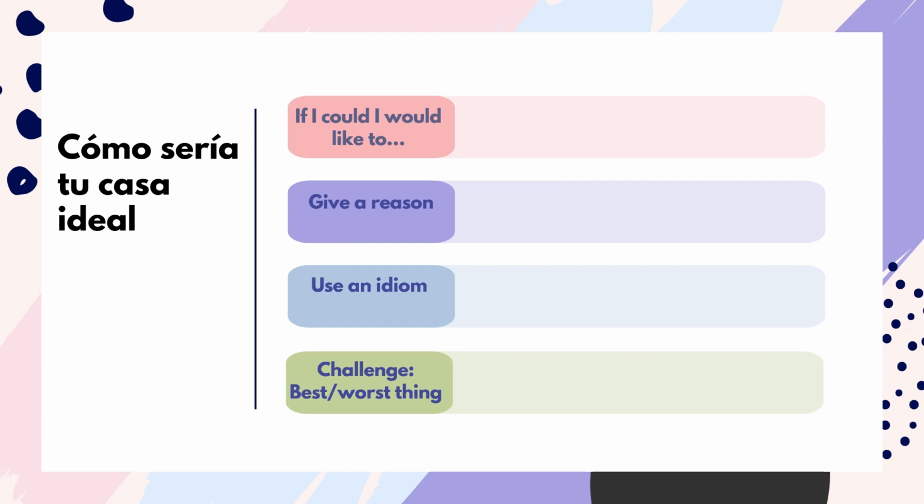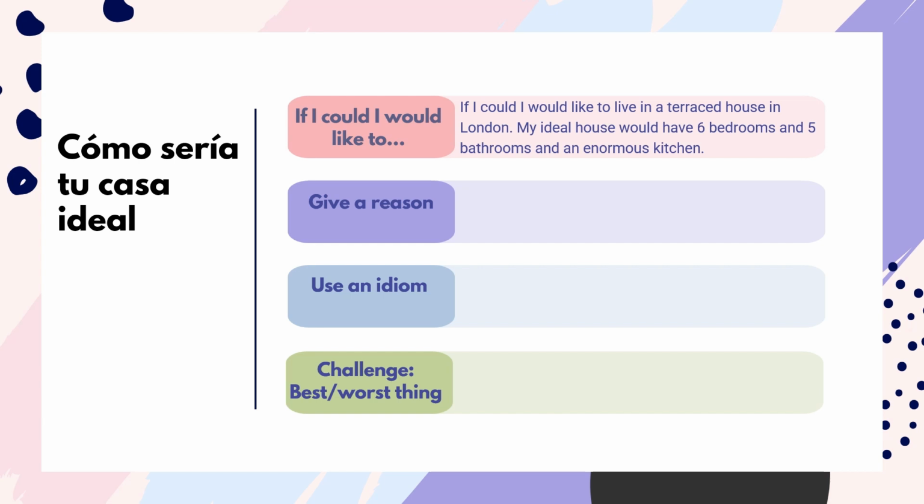So let's get started. First one. If I could, I would like to live in a terraced house in London. My ideal house would have 6 bedrooms, 5 bathrooms, and an enormous kitchen. So pause the video and write down your translation of that short paragraph.